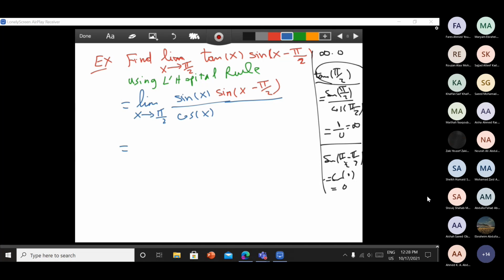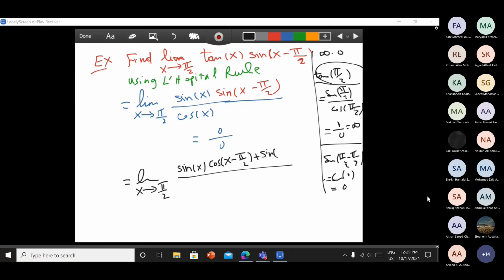Now I have the right formula for using L'Hopital. I have to differentiate the numerator and the denominator, right? Because if you substitute now, you will have 0 over 0. This is the original case of L'Hopital. Can you differentiate the numerator? Yes, it is a multiplication rule: the first one times the derivative of the second one. The derivative of sine is cosine. The derivative of the angle is 1, so no need. Plus the second one times the derivative of the first one.